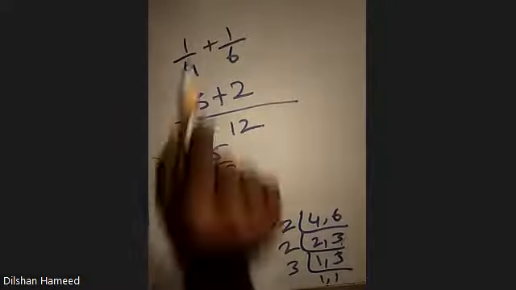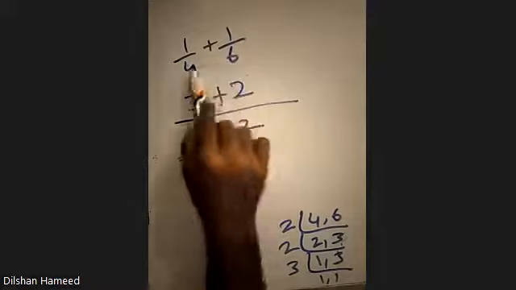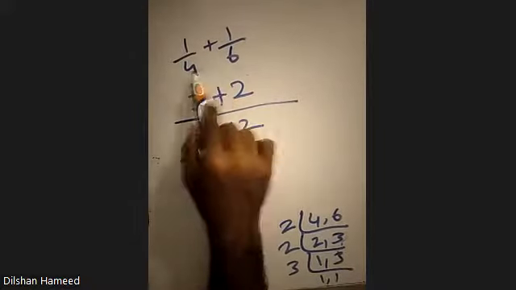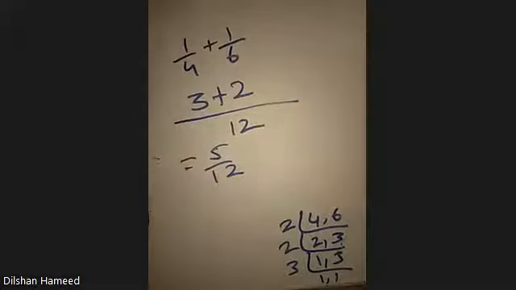You can simply multiply and find, some do multiply 6 and 4 and make 24. What will happen is you have to still simplify to come to 5 upon 12. If you multiply 6 by 4, you will get the answer 10 upon 24. So after you get 10 upon 24, you have to still simplify it. So the best thing is find the LCM and you can get the answer easily. Right.